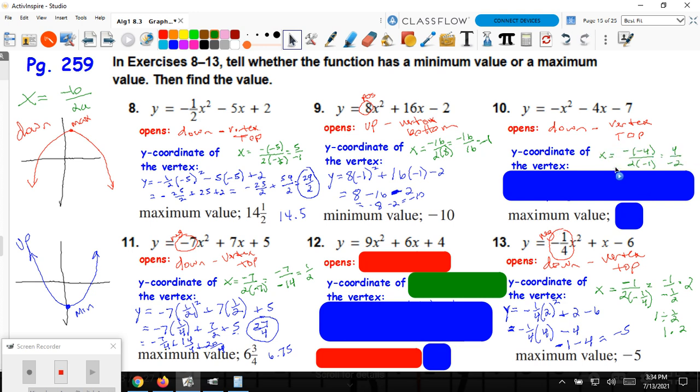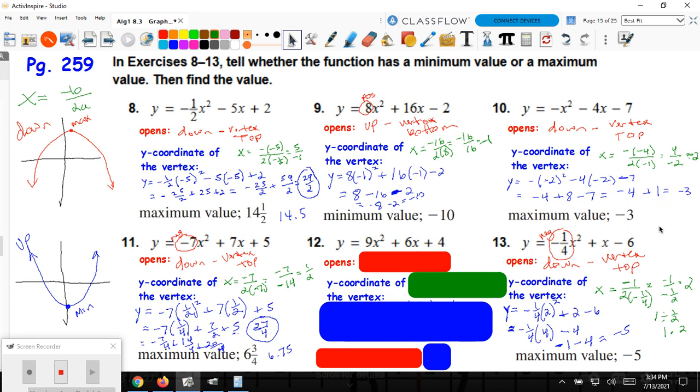X-coordinate is going to be 4 over negative 2. It's going to end up giving us negative 2. Should have put that maybe in here. It's going to equal negative 2. Let's put negative 2 there. So we're going to plug in negative 2 for x. So that's going to give us a negative 4 then. That's going to give us a positive 8, then minus 7. And you can do 8 minus 7, that's 1. So negative 4 and 1 make negative 3. So negative 3 is your maximum value.